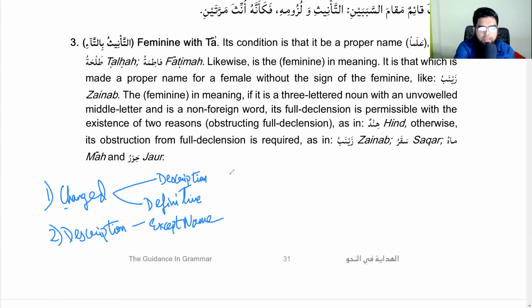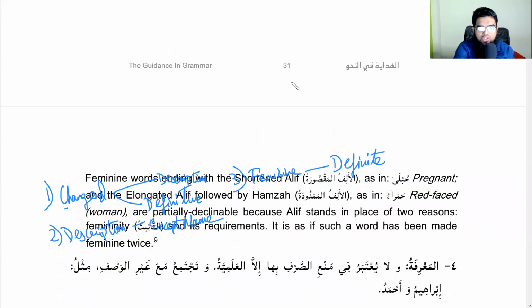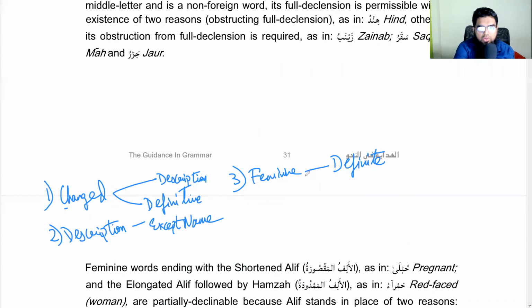And the third is the feminine ta. Feminine, and it should match with ma'rifa, no? It should match with names, definite. Could something be feminine as well as not a name? Yes. For that, it should have the alif maqsura or the alif mamduda. It's like having two reasons.